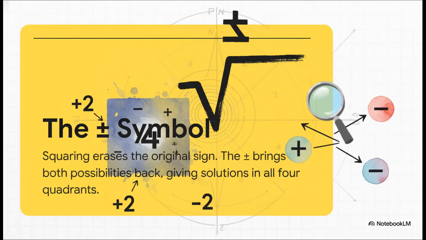Just solve them. So let's talk about that little plus or minus symbol for a sec, because it is everything. Why is it such a big deal? Well, think about it, right? If you square positive 2, you get 4. If you square negative 2, you also get 4. The act of squaring completely erases the original sign. It's gone. So when we go backwards, when we take the square root, we have to put both possibilities back on the table. Forgetting that plus or minus means you are literally throwing away half of your potential answers.